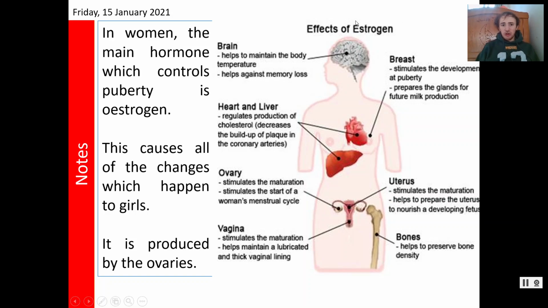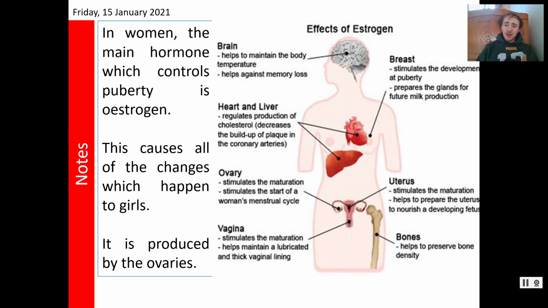Now this word estrogen can be spelled two ways, one with an O and one without. Americans spell it without an O because they're not great with silent letters. We spell it with an O, so please do spell it with an O. That's how we spell it. So in women, the main hormone to control puberty is estrogen.